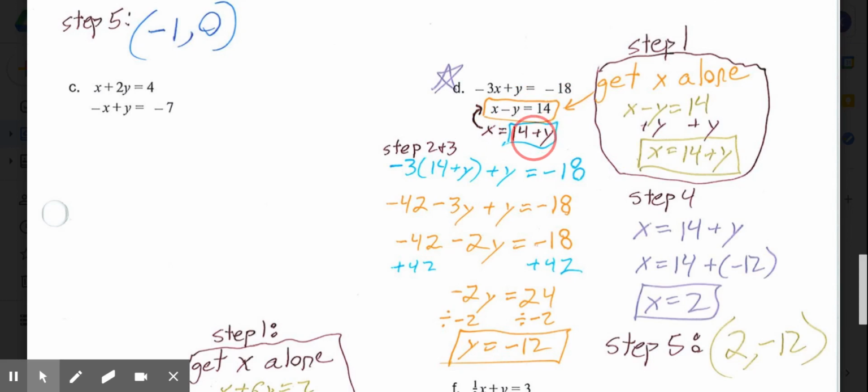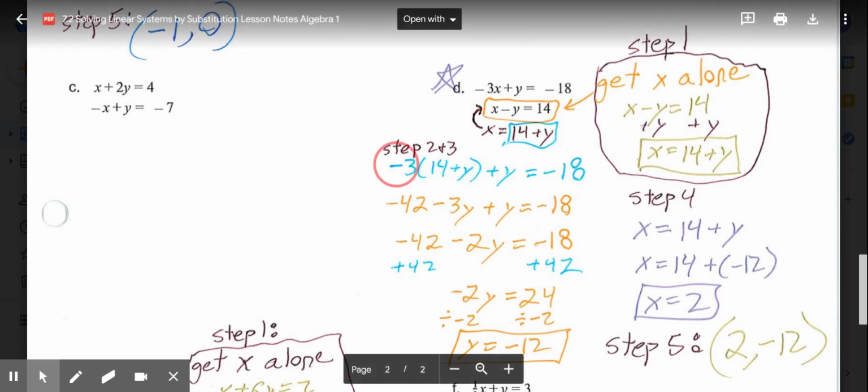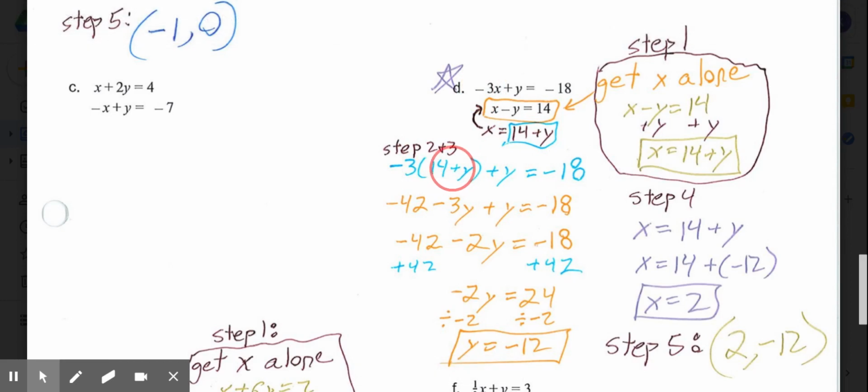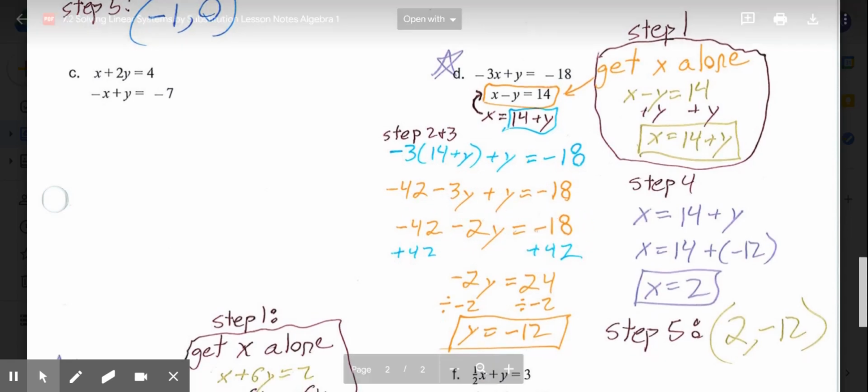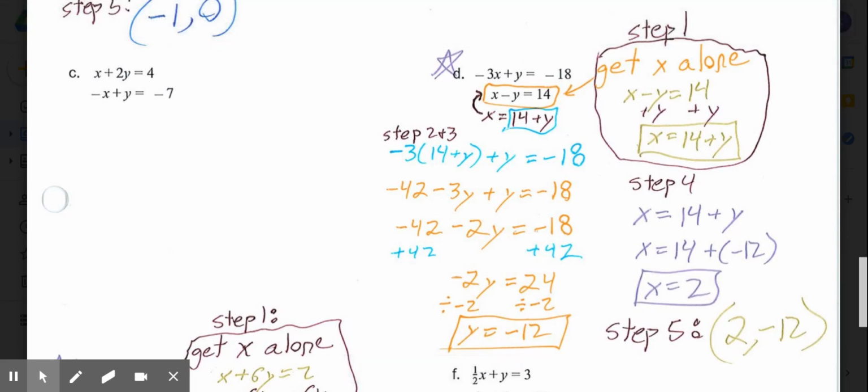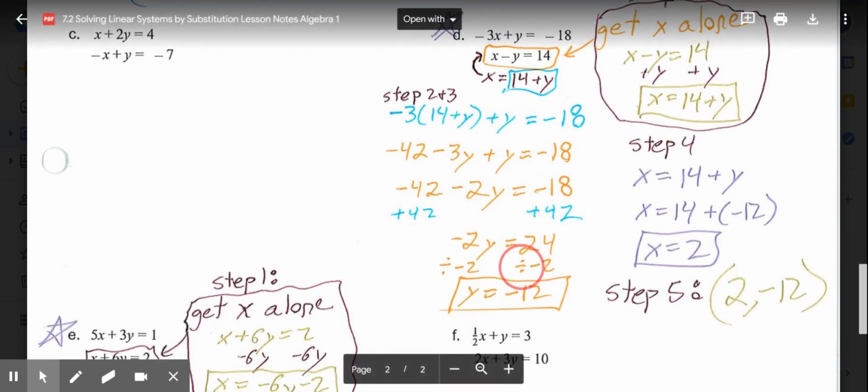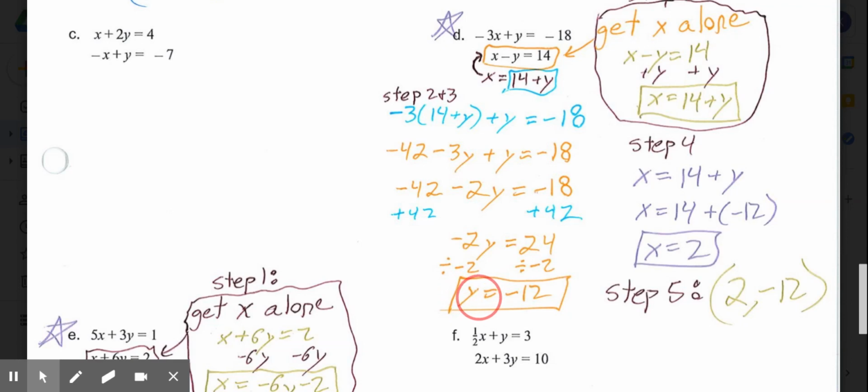Take the 14 plus y and replace x in that first equation. So we'd have negative 3 times (14 plus y) in parentheses, plus y equals negative 18. Distribute the negative 3, so we have negative 42 minus 3y plus y equals negative 18. Combine like terms on the left, so negative 42 minus 2y equals negative 18. Add the 42 to each side of the equals. Then divide by negative 2, and we end up with y equals a negative 12.